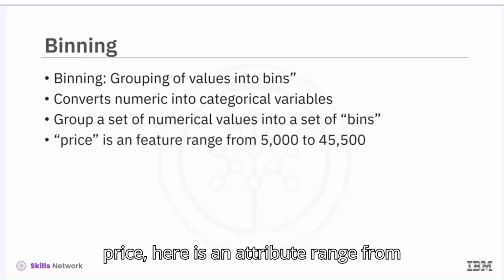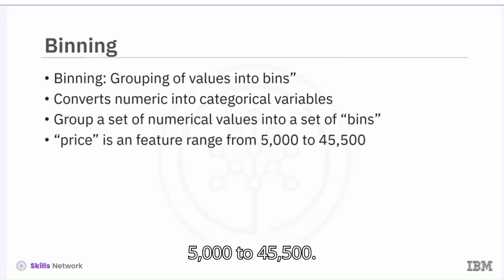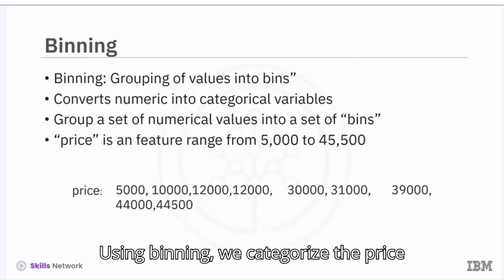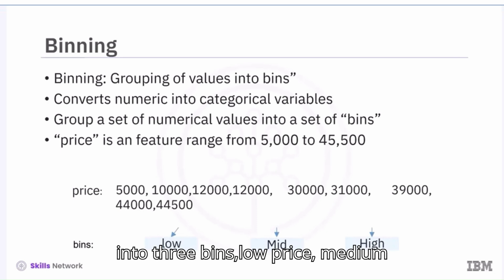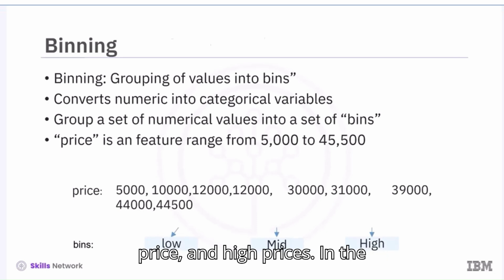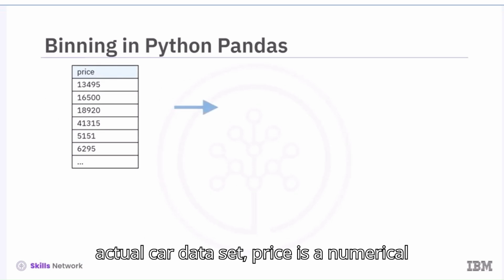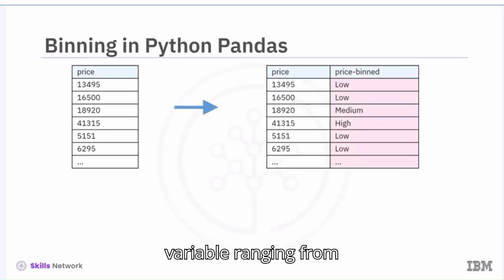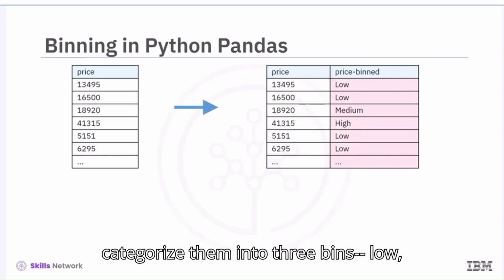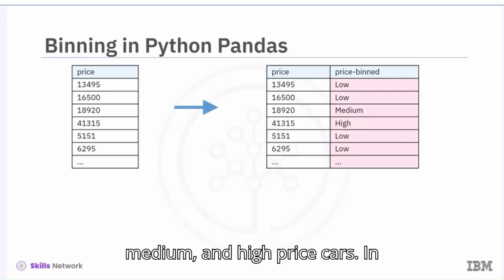As an example, price. Here is an attribute ranging from 5,000 to 45,500. Using binning, we categorize the price into 3 bins: low price, medium price, and high prices. In the actual car dataset, price is a numerical variable ranging from 5,188 to 45,400. It has 201 unique values. We can categorize them into 3 bins: low, medium, and high price cars.